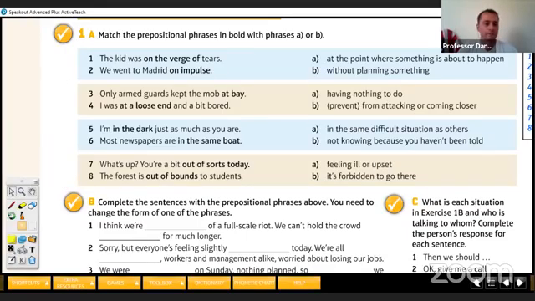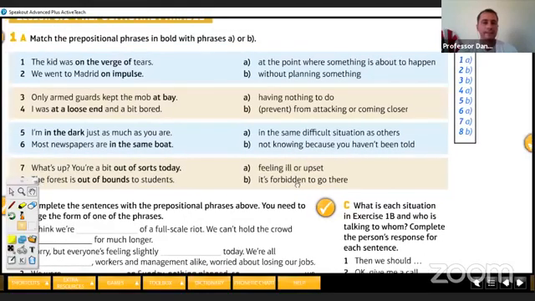Here we go. So number 1 is A. The kid was on the verge of tears. It means at the point where something is about to happen. And number 2 is B, of course. We went to Madrid on impulse without planning something. Number 3, only armed guards kept the mob at bay. This means prevent from attacking or coming closer. So 3, it's letter B.